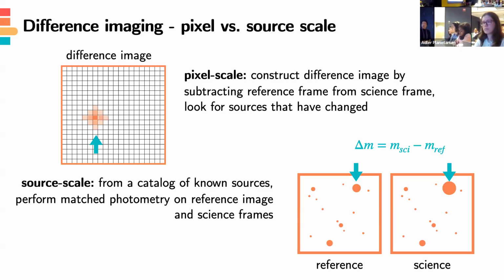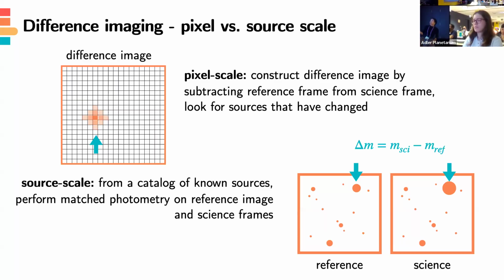You also have source scale. So this is from a catalog of known sources. You perform matched photometry on your reference image and your science frame. One subtlety that you want to account for here is that your single epoch data are all taken under different conditions, and specifically different seeing conditions than your reference image. So when you do your matched photometry, you don't want to necessarily plop down the same size aperture for your reference image and your science image, right? Because maybe your science image was taken under 2 arcsecond seeing and your reference image was like 1 arcsecond-ish. So you're going to say, oh, my source is so much fainter now, but really what you're doing is missing half the flux from the source because it's more spread out in your PSF.